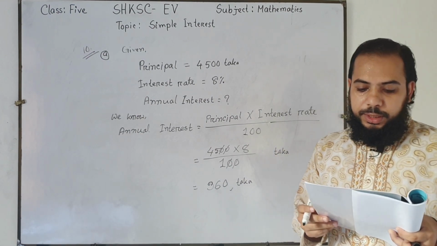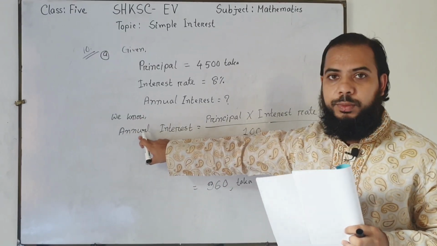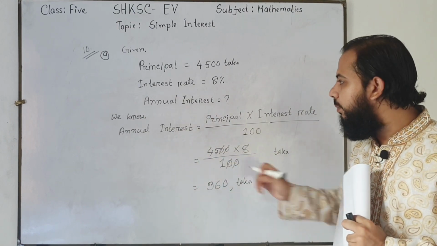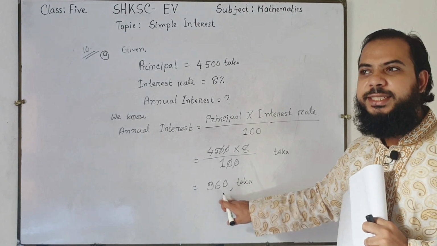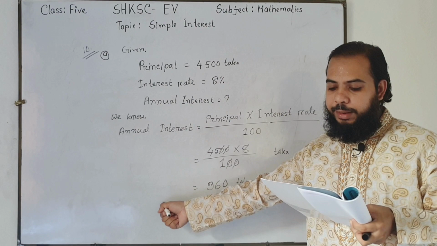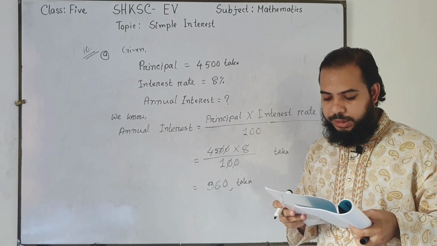Question A asks, find the amount of interest after 1 year. So after 1 year means annual. 1 year means annual. So annual interest. Annual interest means after 1 year what will be the interest. So after 1 year the interest will be 360 taka. So you can write the answer in final. That means the amount of interest after 1 year will be 360 taka.